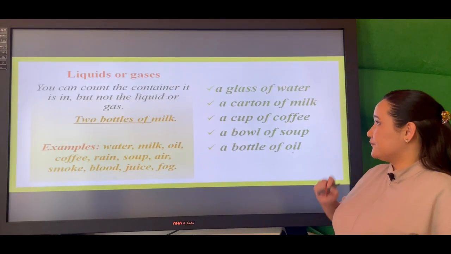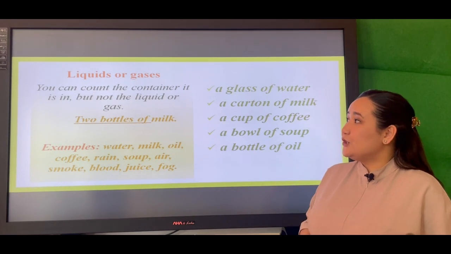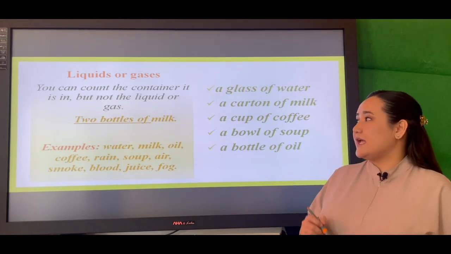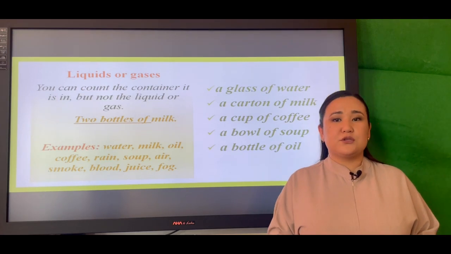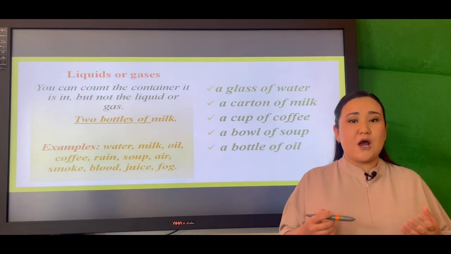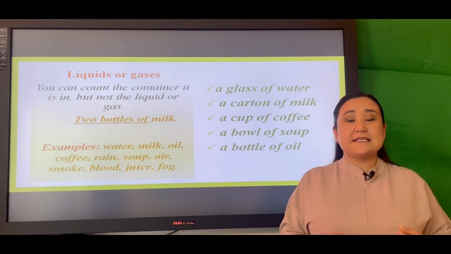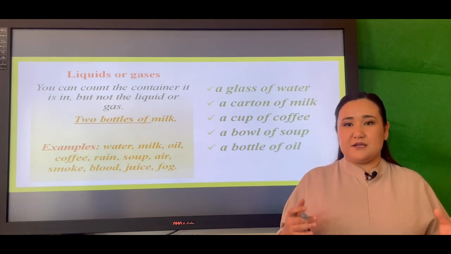So next, liquids or gases. You can count the container it is in, but not the liquid or gas. For example, 2 bottles of milk. Here you are counting the bottles of milk. In this case, the container, bottles, but not the milk.